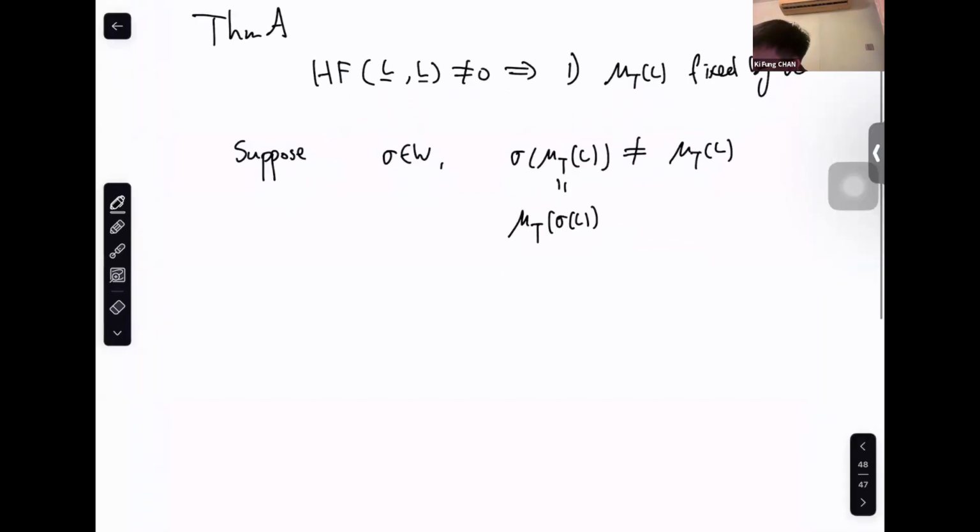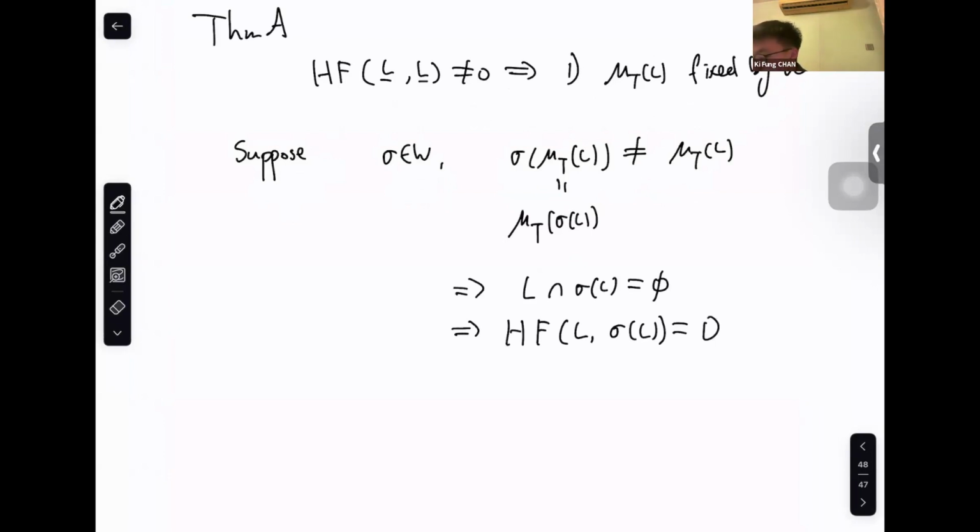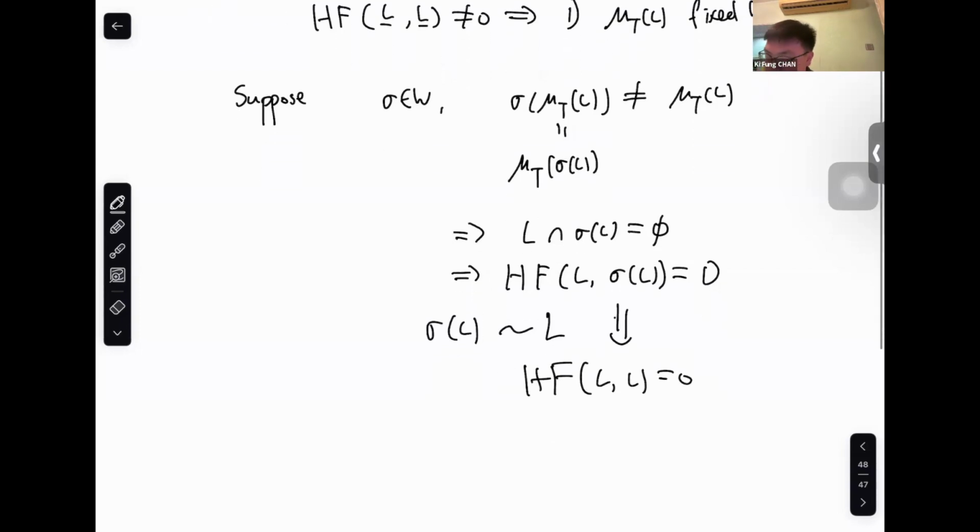Because mu(sigma L) and mu(L), their moment map images, are different, this implies L intersect sigma L is empty. In particular, the Floer cohomology of L and sigma L is equal to 0. But sigma L is Hamiltonian isotopic to L because we have a Hamiltonian G action, so sigma L and L are just equivalent. So this gives HF of L equal to 0. So this is the moment map part.